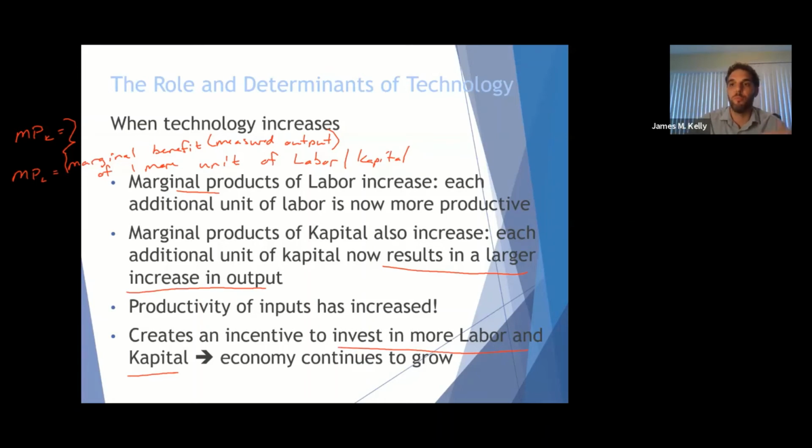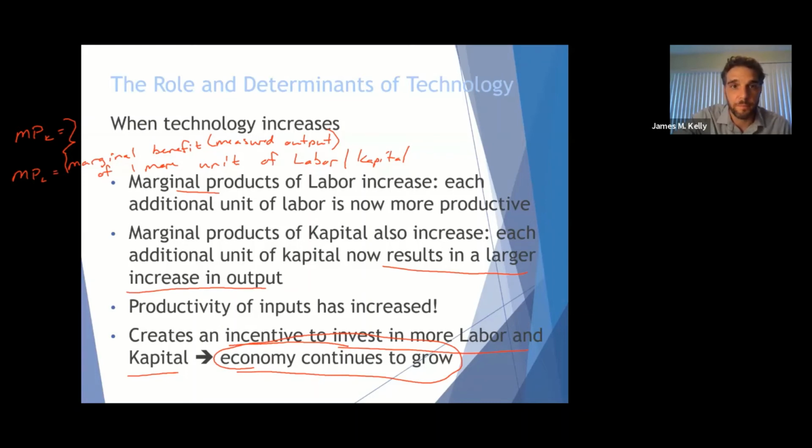So because the marginal benefit is increased because of the technological increase, it creates more of an incentive to invest in capital and in labor, which promotes even further economic growth. So the effect of technology on inputs is really important because it drives up the marginal benefit of inputs, which is going to create more investment into the economy, into the inputs of the economy.